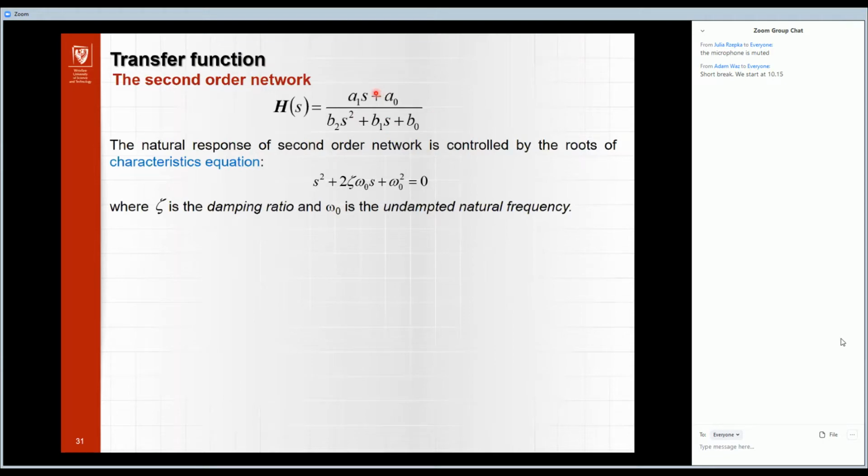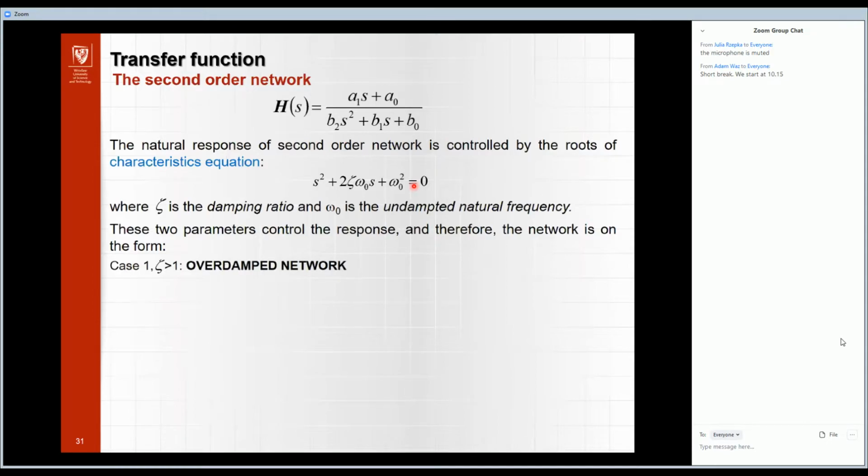We remember that with the numerator we have zeros, and we have poles in the denominator of such functions. So we know that the response is controlled by the roots of the characteristic equation. We have such an equation where this letter is zeta. Zeta is the damping ratio, and omega 0 is the undamped natural frequency. So we have such a characteristic equation, and those two parameters, zeta and omega, control the response, and therefore the network takes one of three forms.